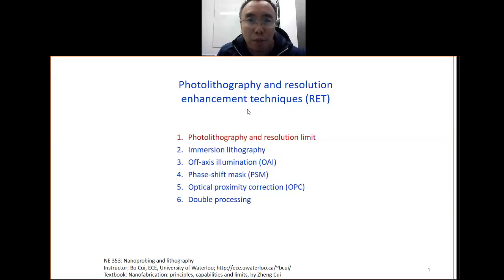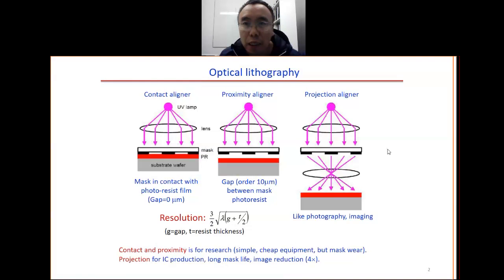So first, the nanolithography we will talk about is photon-based nanolithography. Here I will talk about how to increase the resolution. This is called the resolution enhancement technique, and this part is used for the IC manufacturing industry. So now let's look at the basic photolithography.